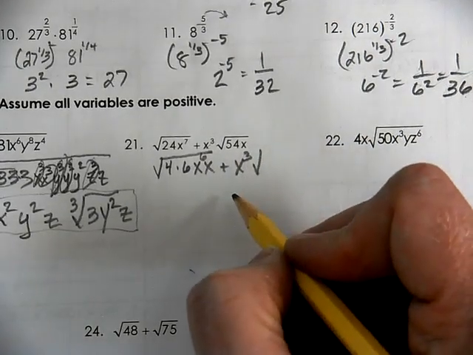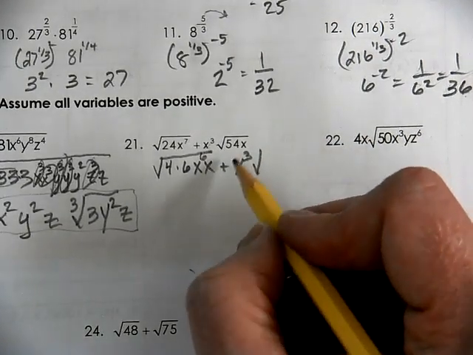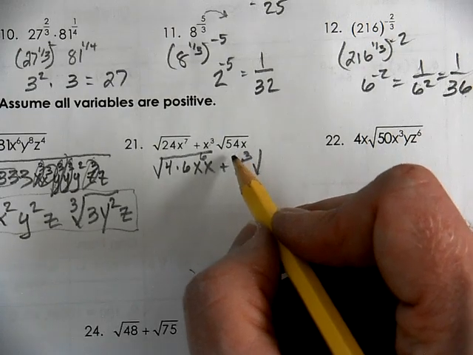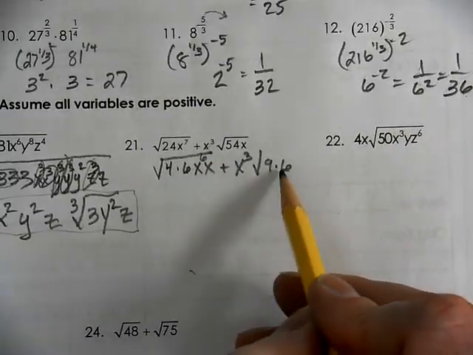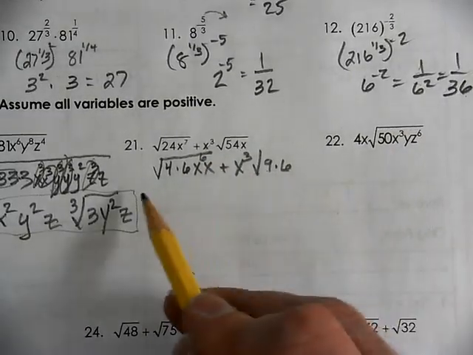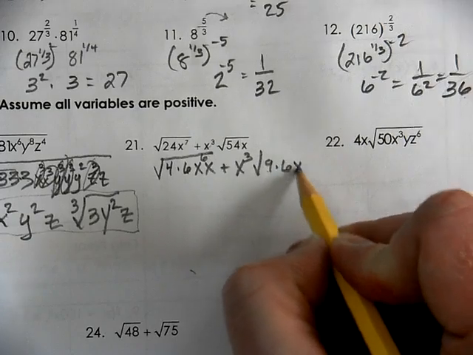54 is what? 9 times 6. 6 is matched. That's important. You got a perfect square. You got an x.